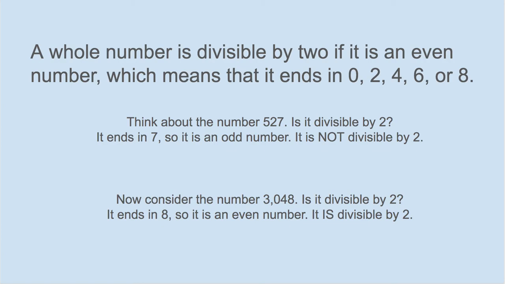A whole number is divisible by 2 if it is an even number, which means that it ends in 0, 2, 4, 6, or 8. Think about the number 527. Is it divisible by 2? It ends in 7, so that's an odd number. It is not divisible by 2.